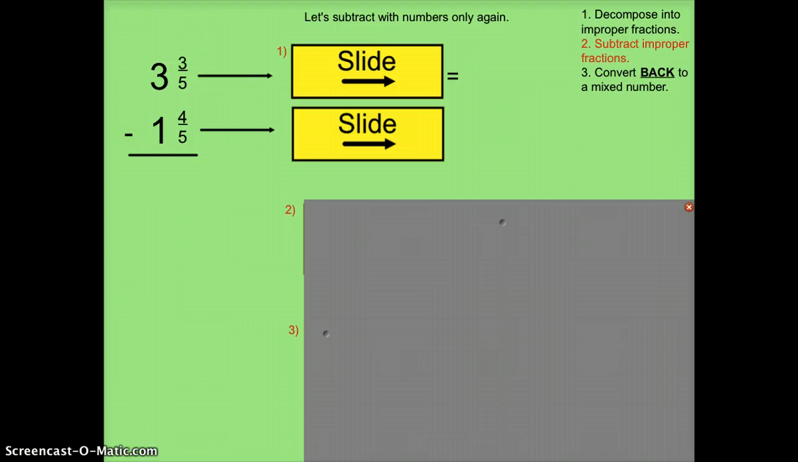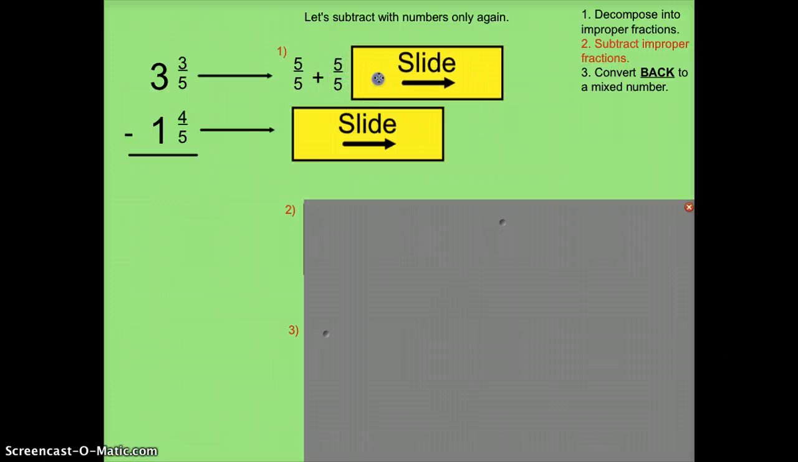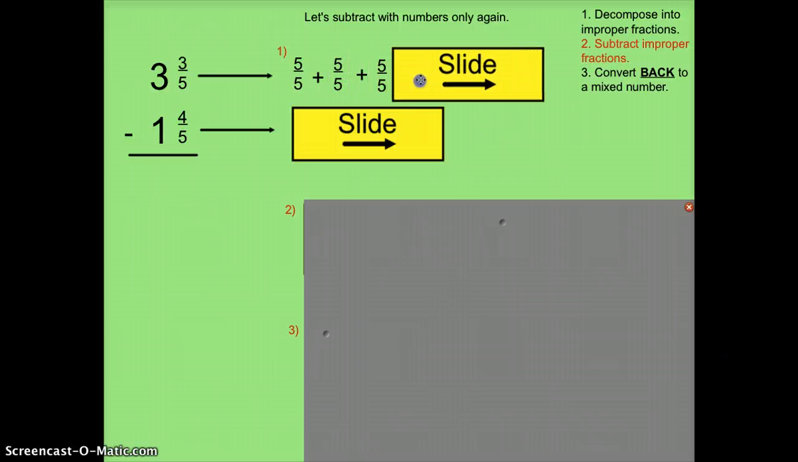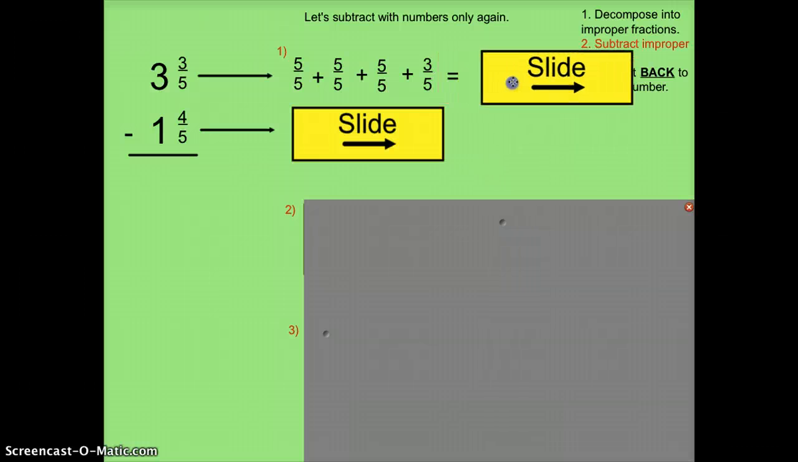Okay, we'll take a look at a couple problems with just numbers all the way through. 3 and 3/5 minus 1 and 4/5. 3/5 is smaller than 4/5, so I'm going to need to decompose these into improper fractions. First thing to look at is the denominator. 5/5 is the size of a whole. I'll have 3 of them. I should have 5/5 3 times. 5/5 once, twice, 3 times, plus 3/5.